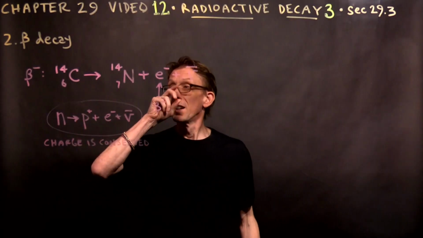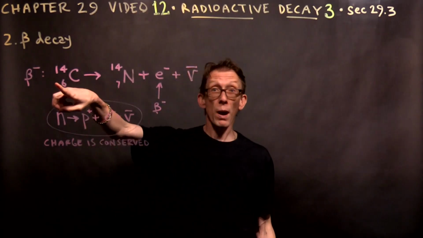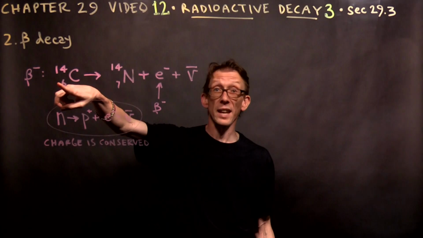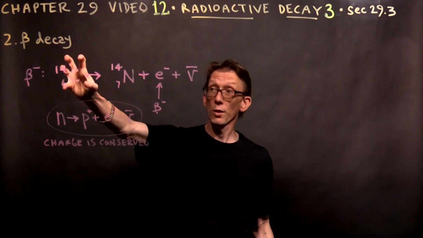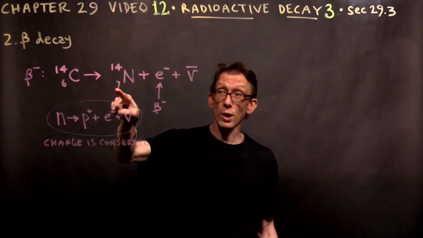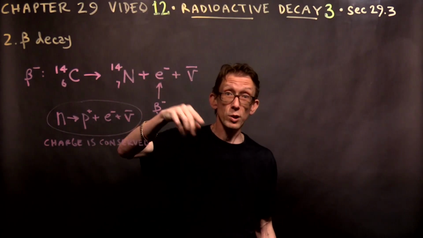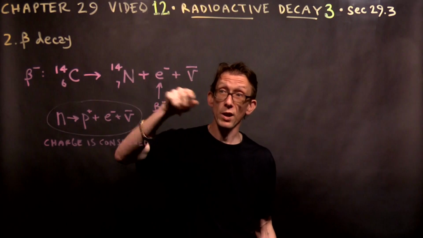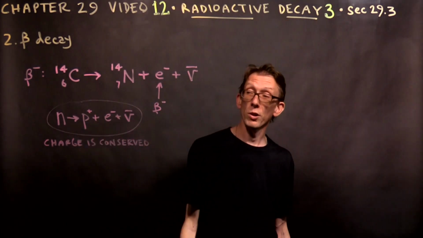On this side, we have a total positive charge of 6, right? 6 protons in the carbon. Over here, we have a total charge of 6 because we have 7 protons plus an electron. So 7 pluses minus an electron gives us also 6. In both cases, charge is conserved.